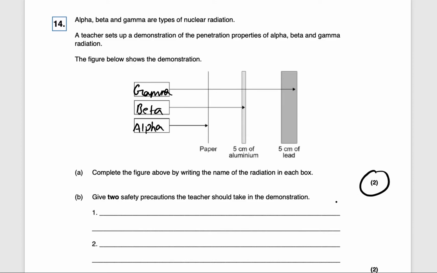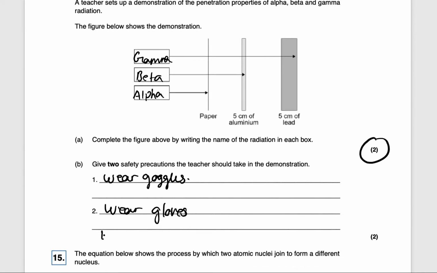Give 2 safety precautions the teacher should take in the demonstration. So you could have said wear goggles, and you could have said wear gloves. You could have also said keep a safe distance away. Okay, and that will get you 2 marks.